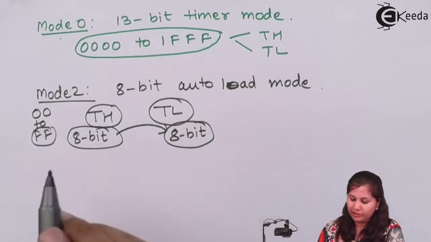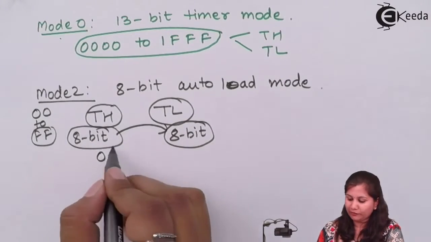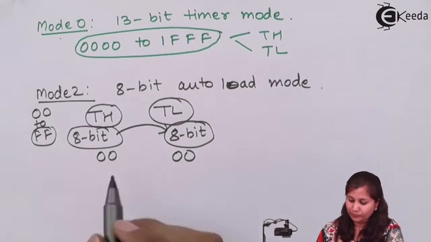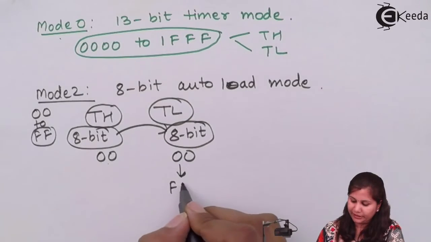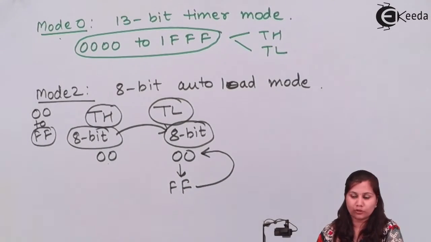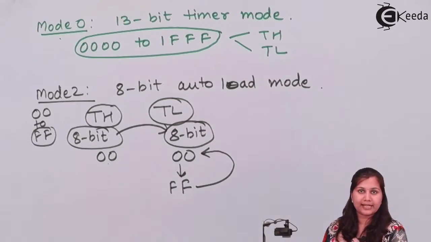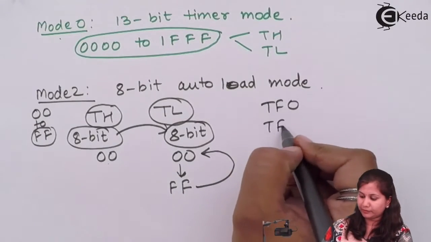So suppose we have initialized, means we have loaded the count value 00 in TH. So that will be copied into the TL register also. Now this TL is going to be incremented. It will be incremented till it reaches the maximum count value FF. When it is FF, again it is incremented and the rollover condition is there, means again it is 00. So when this rollover condition is achieved, again the flag bits are set for timer 1 and timer 0, that is TF0 and TF1.